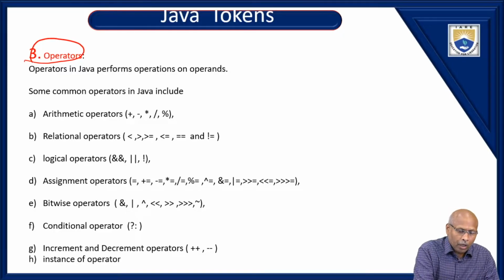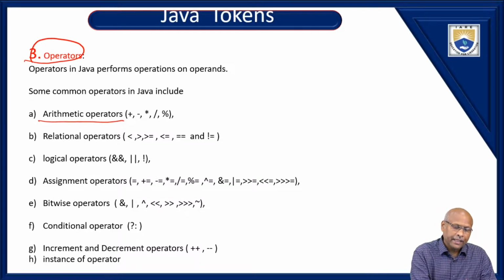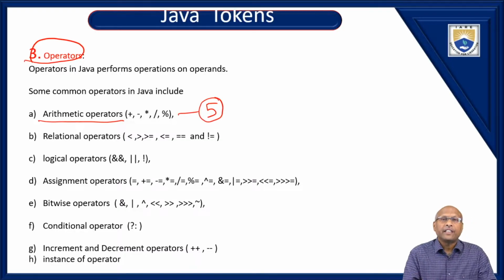There are some operators related to arithmetic. Whenever you want to do any arithmetic operation, there you would use arithmetic operators like plus, minus, star, division, and modulus. So how many operators are there? There are 5 operators related to arithmetic operation. So for every operation, you will find a set of operators.